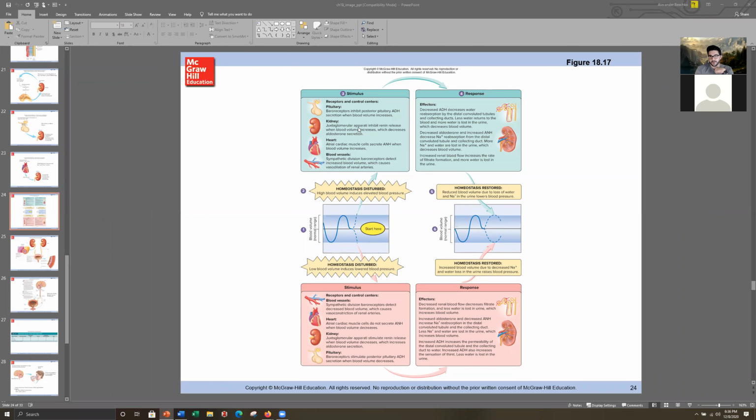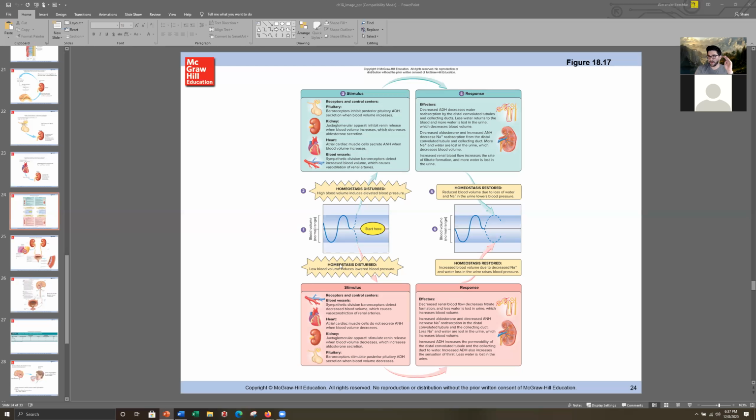The juxtaglomerular apparati inhibit renin release when blood volume increases, which decreases aldosterone secretion, again, making sure that we produce urine. Atrial cardiac muscle cells secrete atrial natriuretic hormone when blood volume increases, so we can get rid of that extra volume. And then the blood vessels themselves, sympathetic division baroreceptors detect increased blood volume, which causes vasodilation of renal arteries, right? So we can increase the size of those blood vessels to help compensate for that pressure. Because if the pressure is too high, then we aren't going to be able to get any of this filtrate out through the tubular system.